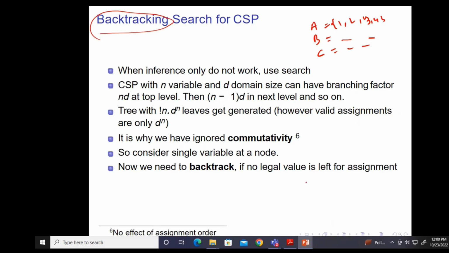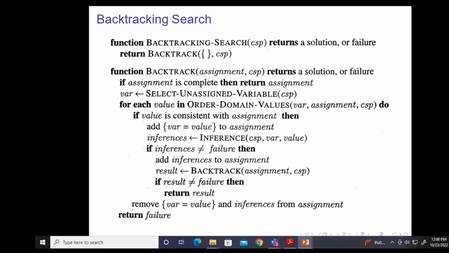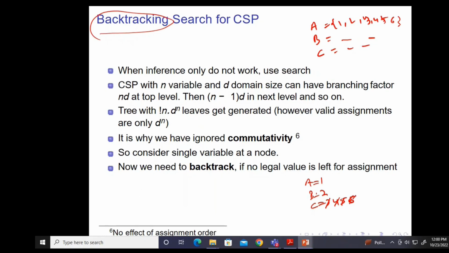So what would you do? You would assign A is equal to 1, then B is equal to 2, then C is equal to 3. If it is not the solution, then C is equal to 4, C is equal to 5, C is equal to 6, whatever is in the range 4, 5, 6. Then if nothing is working, you come back, it becomes 3 over here, then you assign 2 to this, 1, 3, 2. And this kind of search is called backtracking search.